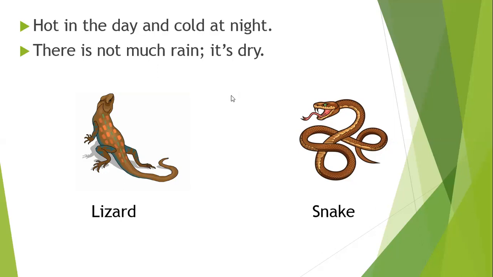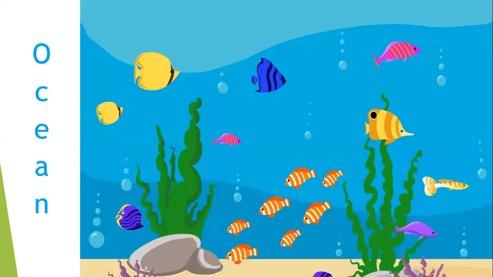So these animals make their habitat in a desert. Then we have oceans, okay? Now, in the ocean, we have a lot of animals, but most of them are going to be fish. We have a lot of fish. Okay. We also have other animals in the ocean, but principally we have fish. Okay, we have a ton of fish in the ocean. Now, this is another habitat.